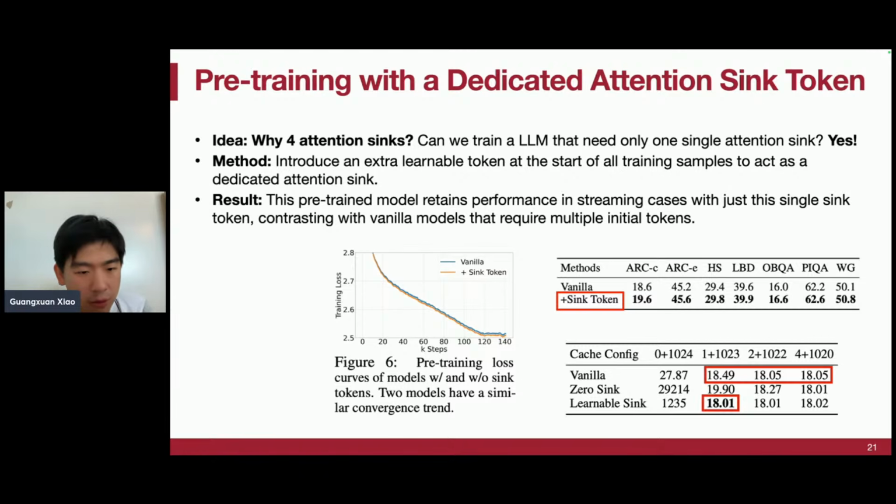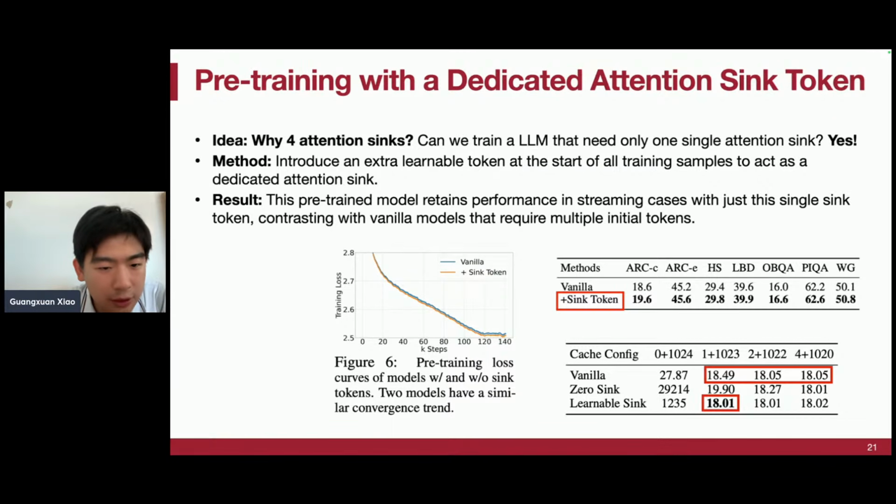So here are the results. We pre-trained small language models, sub-1B models, with 140 billion tokens, for 140k steps. We compare with no attention sink, which is the blue line, vanilla, and the orange line, where we have a dedicated attention sink at the front. We always prepend one token in all training sequences, and we can see that the pre-training loss curve with the attention sink is slightly better.